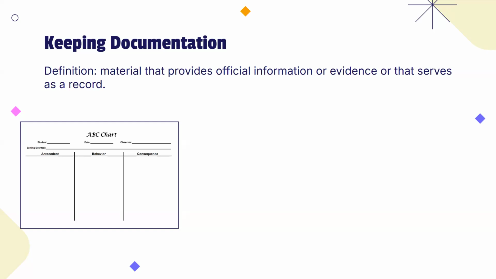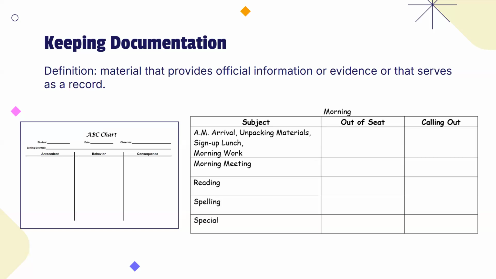A lot of times tracking the ABC data can help us figure out the hardest question in behavior, the why behind behavior. Without figuring out the why behind behavior, a lot of times our interventions are going to not be as meaningful. On the right-hand side, we also have just a simple chart that you can use to track both out of seat and calling out behaviors throughout those different time frames. We can also use this to see if there is an uptick of either one of those behaviors during a specific time of the day.